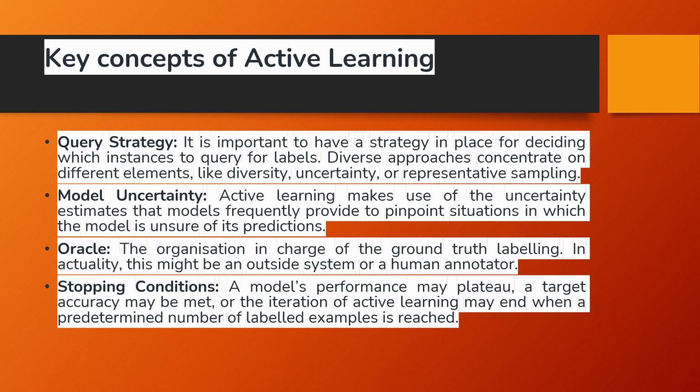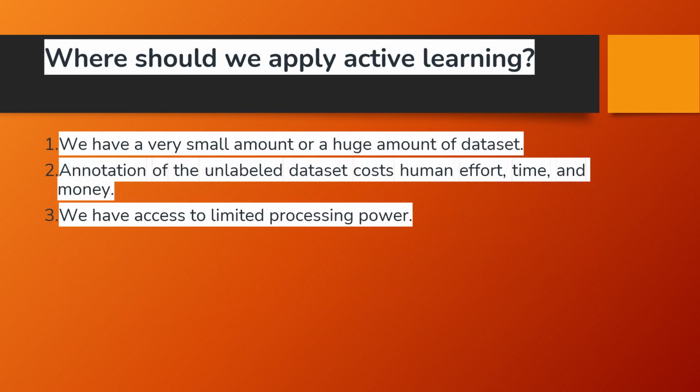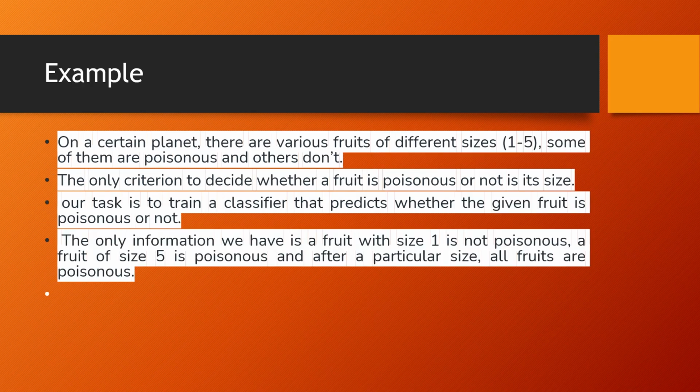Stopping condition: definitely we need a stopping condition, right? A model's performance may plateau, a target accuracy may be met, or the iteration of active learning may end when a predetermined number of labeled examples is reached. When any one of these conditions is met, we need to stop the algorithm. Where should we apply active learning? When we have a very small or a huge amount of data, when annotation of the unlabeled data set costs human effort, time, and money, and when we have access to limited processing power.